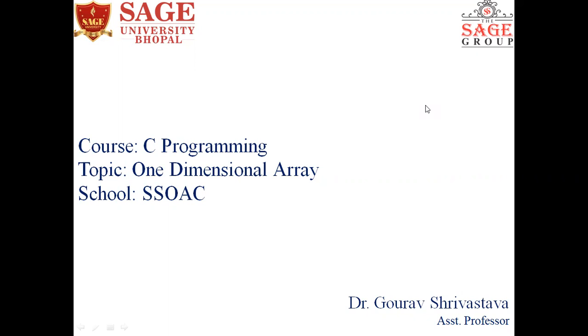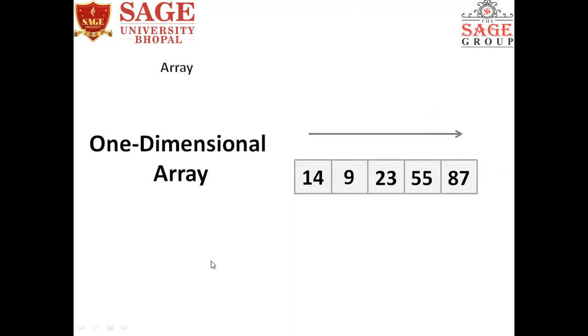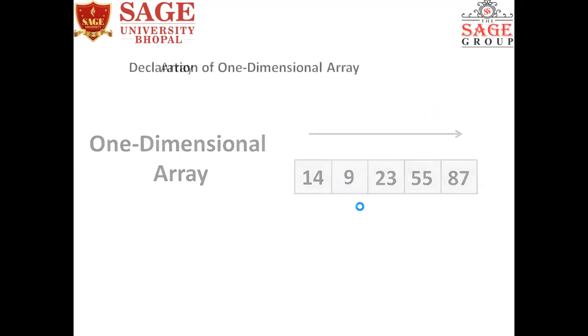My today's topic is one-dimensional array. As you know, an array is a collection of similar type of data items. If we are storing values only in a row, this is called a one-dimensional array. So how can we declare the one-dimensional array?